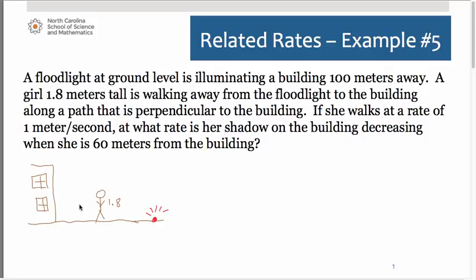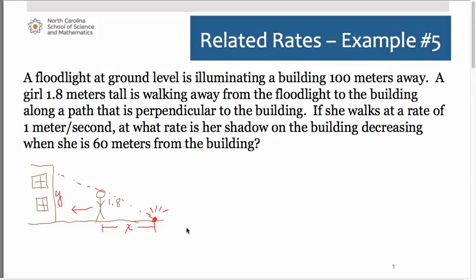So if you imagine as she gets closer and closer to the building, let's draw this angle out. There's an angle of elevation here. As she gets closer to the building, that angle of elevation is decreasing. Therefore, her shadow and its height on the building is decreasing. So let's call the height of her shadow on the building y. We know that she's walking towards the building, so really what's changing is her distance from the floodlight. Let's call that distance x.